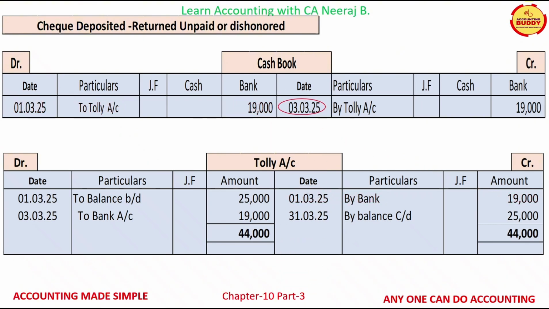Now on 3rd of March 25, the check deposited is returned unpaid by the bank for any reason. The same will be recorded for $19,000 in the bank column on the right-hand credit side of the cash book by writing the words by Toli's account. The corresponding entry of $19,000 will be posted on 3rd of March 25 in Toli's account by writing the words to bank account. As a result of this check returned entry, bank balance will be reduced. That is why it is credited, and the receivable account from Toli will increase. That is why Toli's account is debited.